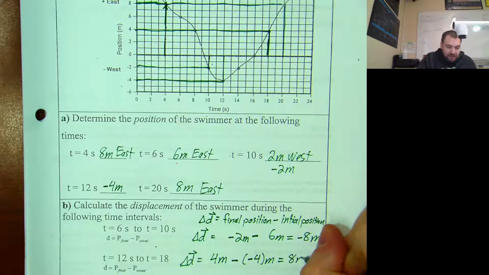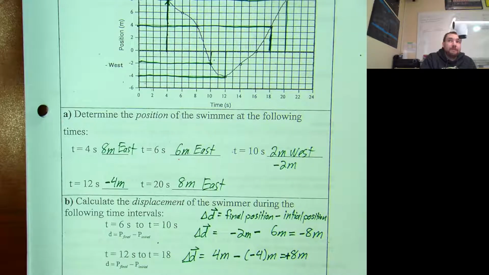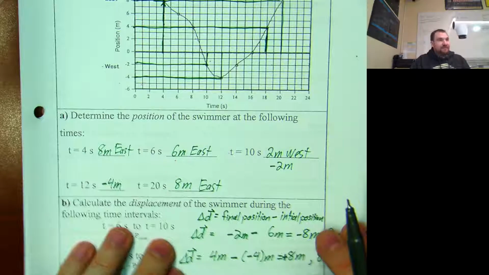8 meters, and it's strictly positive. Or we could say it was 8 meters which way? East. And the first one we can go back and say this was 8 meters which way? West. Cool. Comments, questions, concerns so far? Love it. Flip the page.